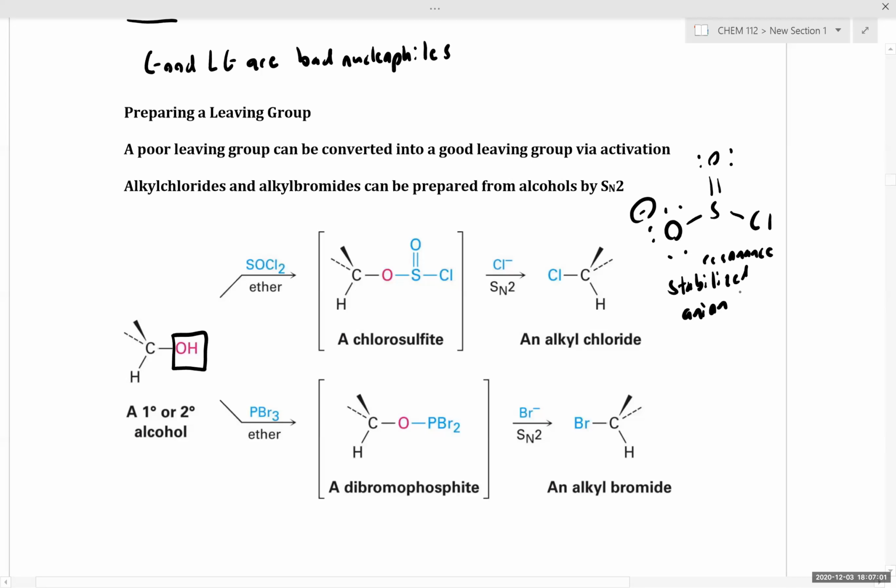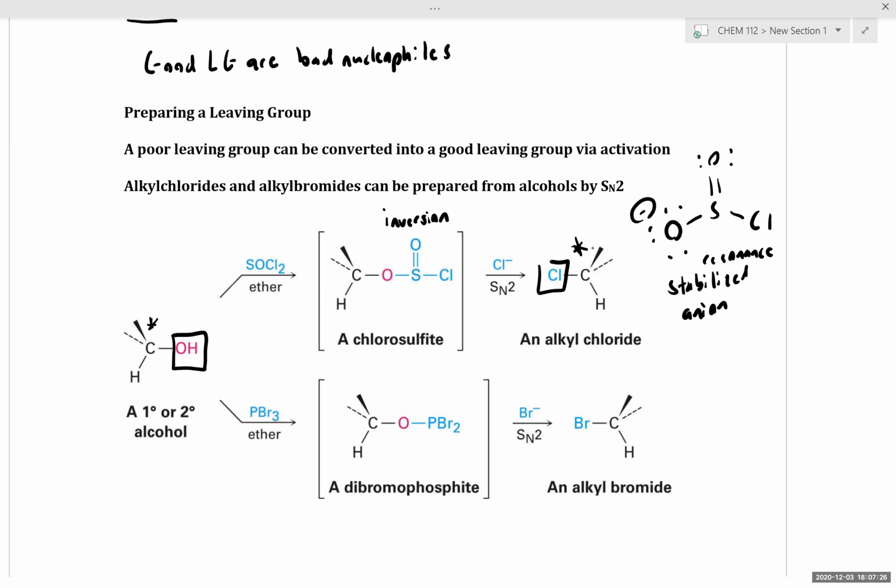Perfect, perfect. So treatment with thionyl chloride allows us to generate an alkyl chloride from our alcohol. Note this occurs with inversion. Does everyone see how our stereochemistry at this stereocenter has flipped? This is really important to be conscientious of.